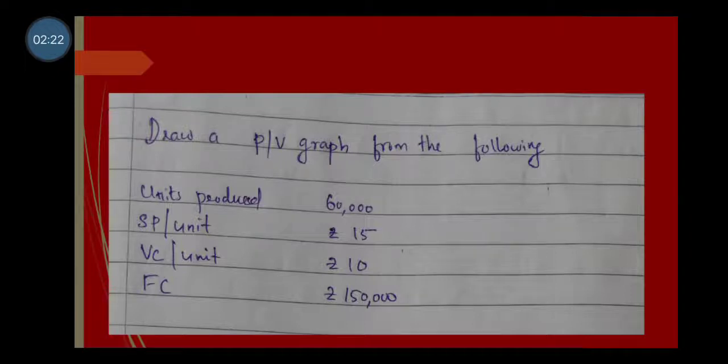While constructing the profit volume graph, you have to follow certain steps. There are some procedures for preparing a PV graph also. Here, sales in volume or sales in value is presented on your x-axis: number of units to be sold or number of units sold, like the value of sales, is plotted on your x-axis as usual. Profit is plotted above the x-axis and loss is plotted below the x-axis. These two things are plotted on the y-axis.